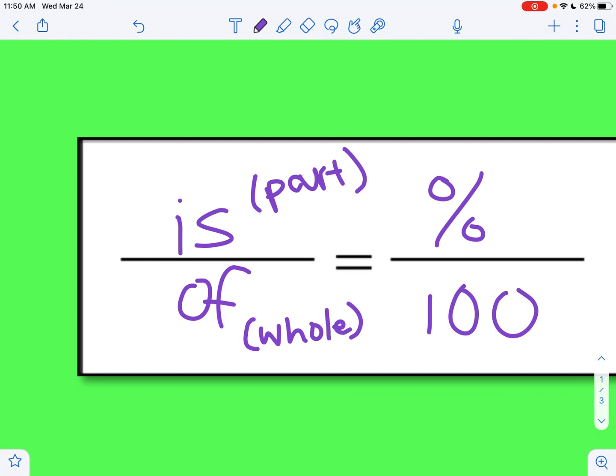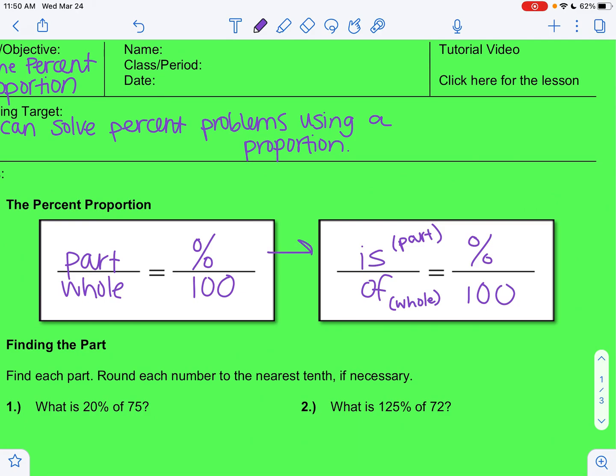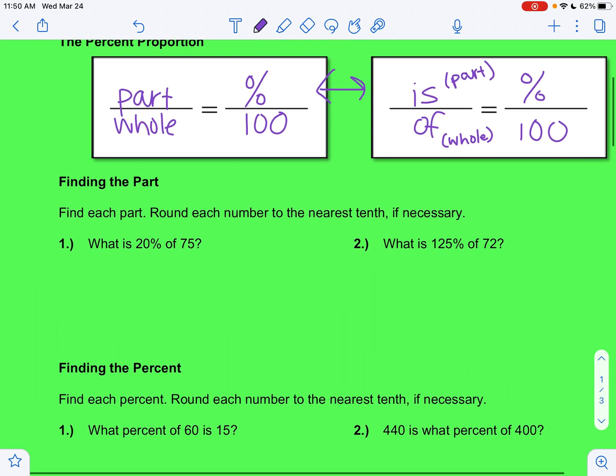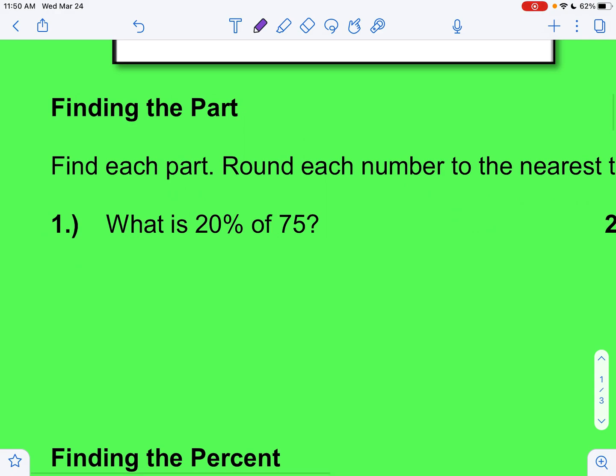And then our percent over 100 is still the exact same as it was in the first one. So again, these two are exactly the same. They just use different words. So let's go ahead and practice how we would set these up. What we need to do is find the parts and round each number to the nearest tenth if necessary. So our first problem, what is 20% of 75?